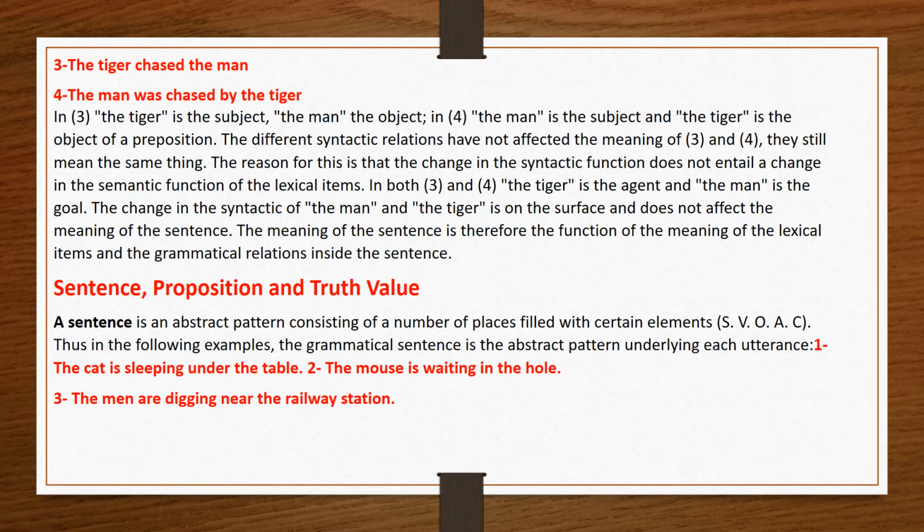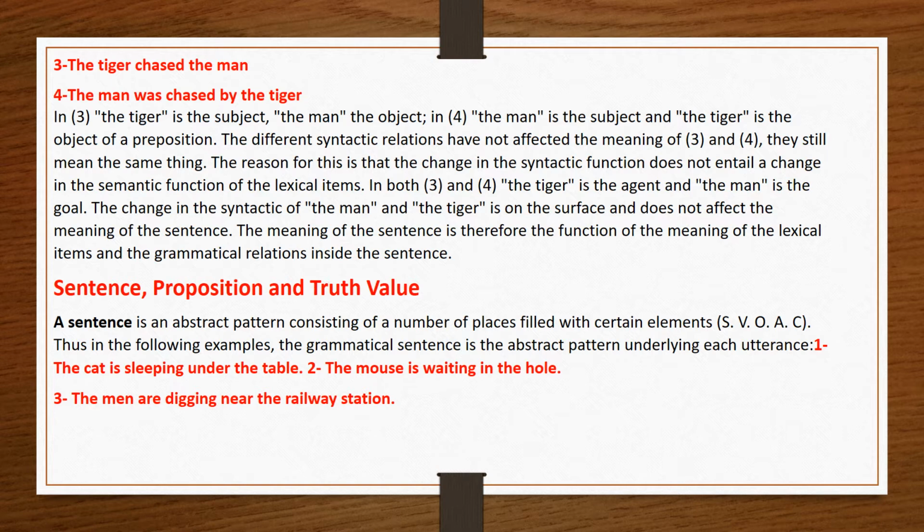Let's talk about the sentence. What do we mean by sentence? A sentence is an abstract pattern consisting of a number of places filled with certain elements. As you know, we have studied in grammar: subject plus verb plus object, adverbial and complement. Here we have this in the following examples. The grammatical sentence is the abstract pattern underlying each utterance. Number 1, the cat is sleeping under the table. Number 2, the mouse is waiting in the hall. Number 3, the men are digging near the railway station.